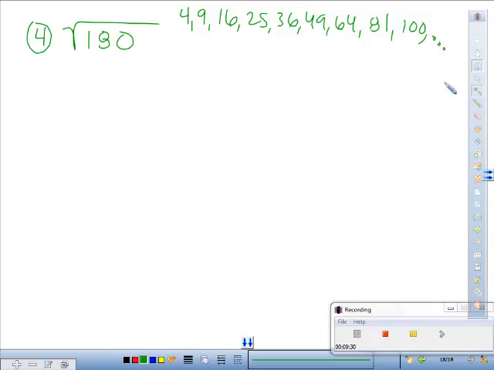Next one's 121. I know 121 doesn't go away. I know 100 doesn't. I wouldn't try 81 because I can do my math in my head. I would try 64 because if there's 4 and that ends in a 0. I've done this too often.